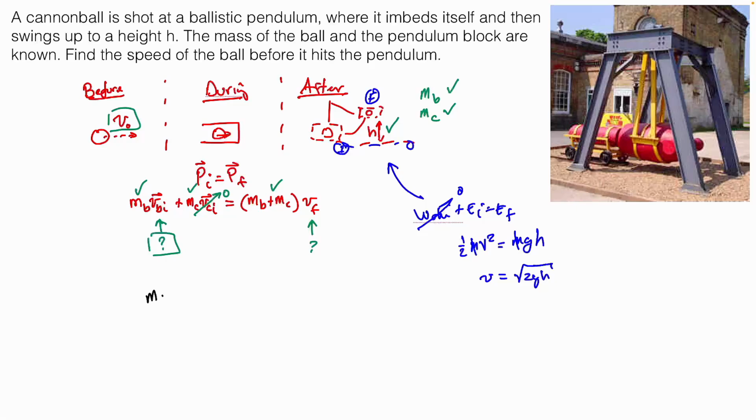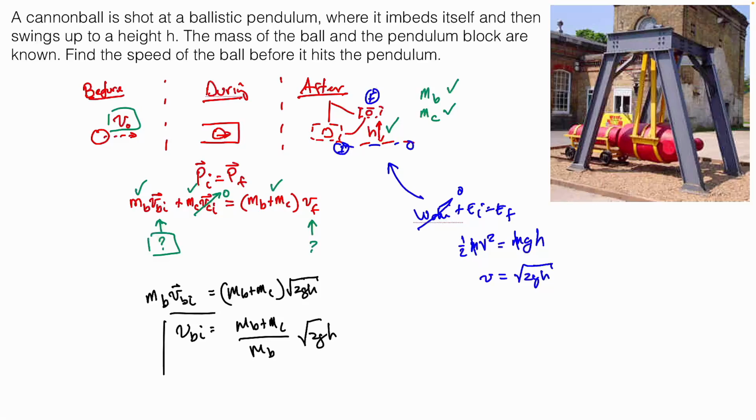So what have I got left here? I've got mass of ball, velocity ball initial, equals mass of ball plus mass of catcher times the square root of 2gh. And I know h, so now I've got everything, right? The velocity ball, and we can just solve for the speed. We can drop the vector signs here because positive or negative, we really don't care what it's going to be. We just want to know the number. Over mass of ball times square root of 2gh. And that formula right there is called the ballistic pendulum formula.